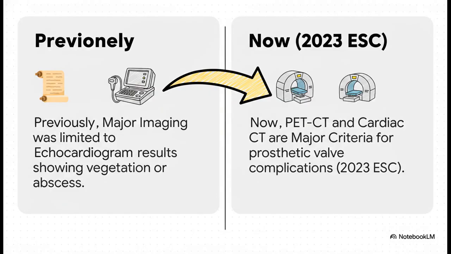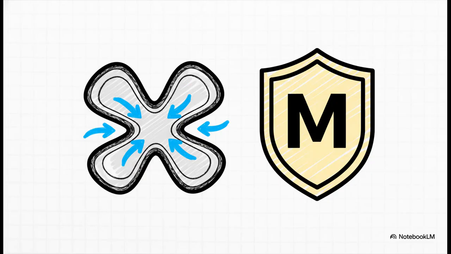And speaking of the second major pillar, imaging, the 2023 ESC Guidelines have completely changed the game. I mean, it used to be all about the echo, but now PET-CT and cardiac CT have been elevated to major criteria status, specifically for cases with prosthetic valves where they show abnormal activities suggesting infection. This is a huge paradigm shift, especially for those tough culture negative cases. That is an absolutely critical point of clinical significance. And let's be crystal clear on another huge 2023 ESC update, a new valvular regurgitation that you spot on an echo is no longer just a minor finding. It is now, without a doubt, a major criterion.